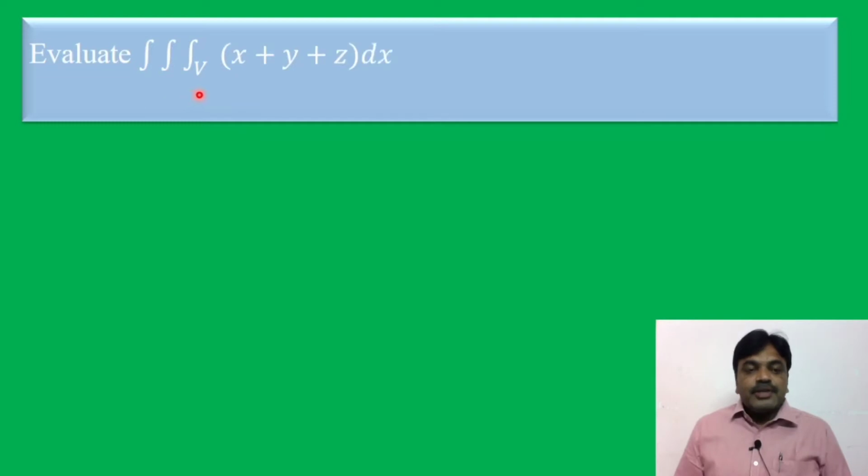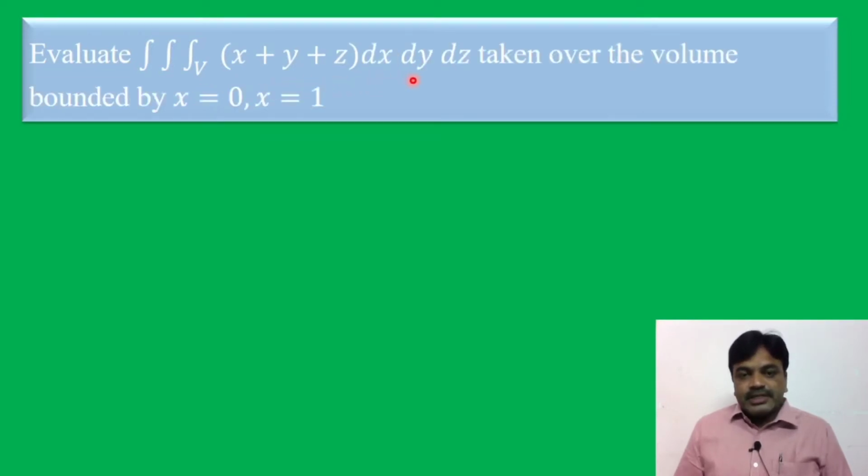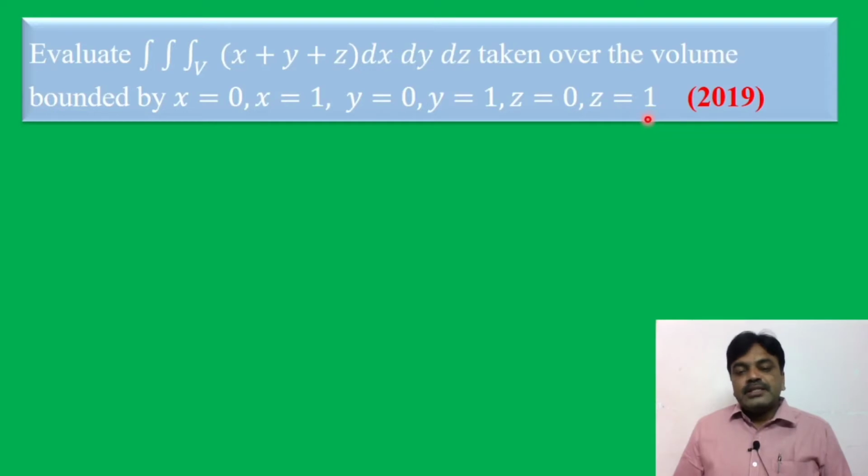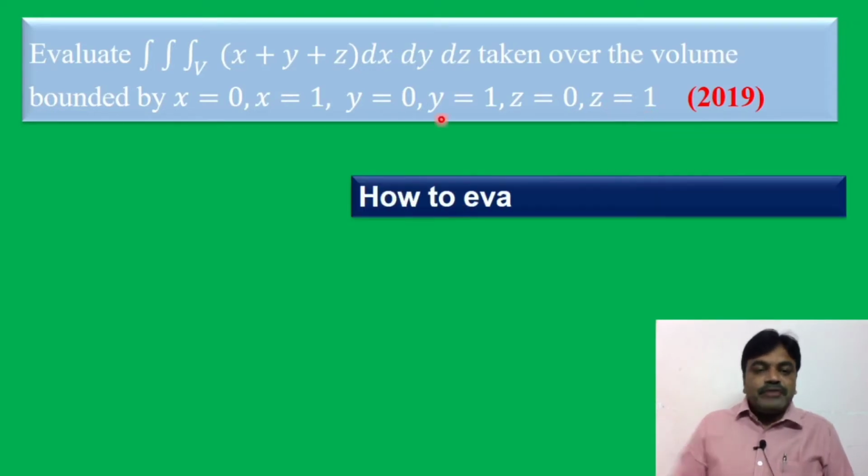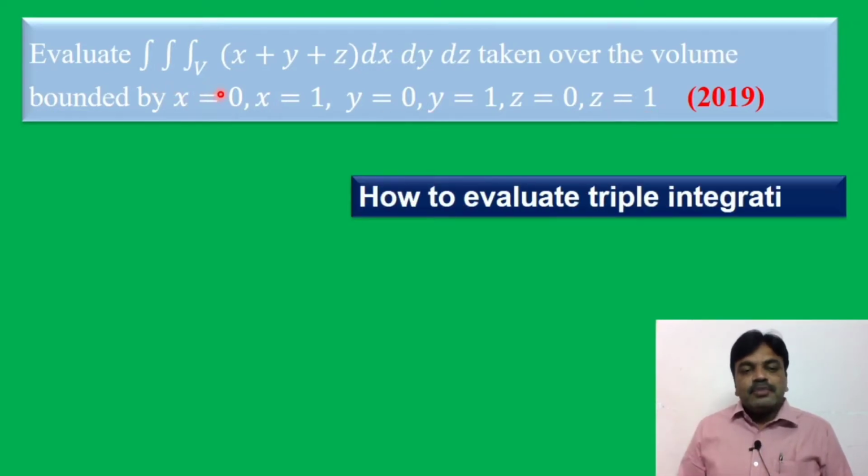Evaluate the triple integral over V of (x plus y plus z) dx dy dz taken over the volume bounded by x equals 0, x equals 1, y equals 0, y equals 1, z equals 0, z equals 1. How to evaluate this triple integration?